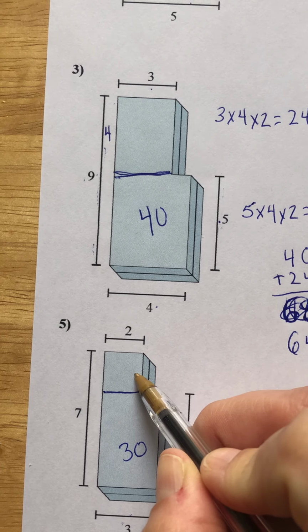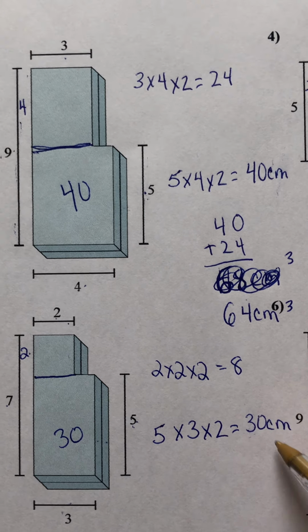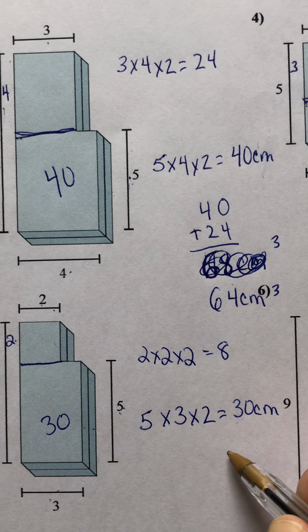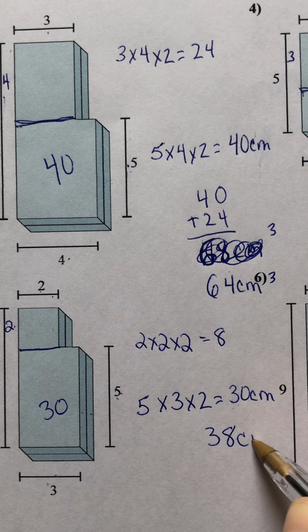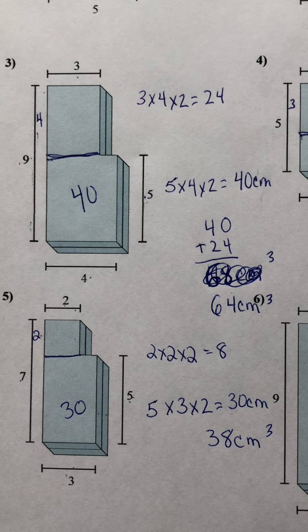Okay, now let's take a look at our next one. We know we have 2 and 2, but again, we're not using the total 7 because that's top to bottom. So take those 5 centimeters out that we already used. 7 minus 5 is 2. So now we have all of our dimensions. 2 times 2 times 2. 2 times 2 is 4, and 4 times 2 is 8. And then, of course, when we add these together, 30 plus 8 is 38 centimeters cubed, or cubic centimeters. Hopefully you got that same answer.